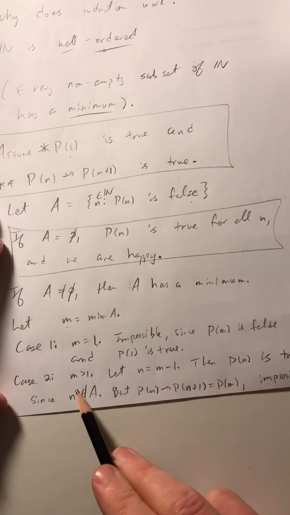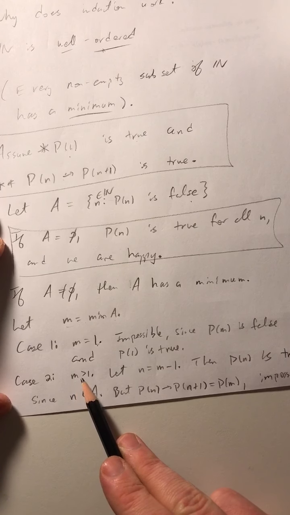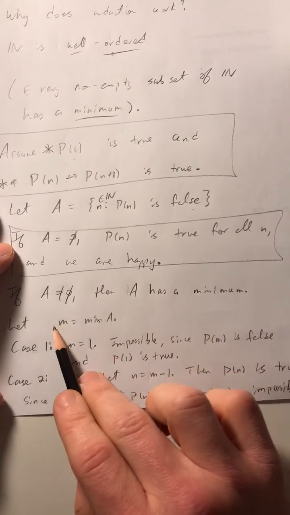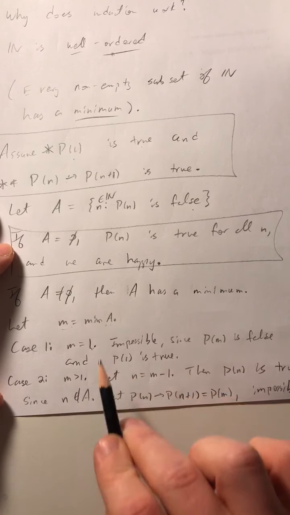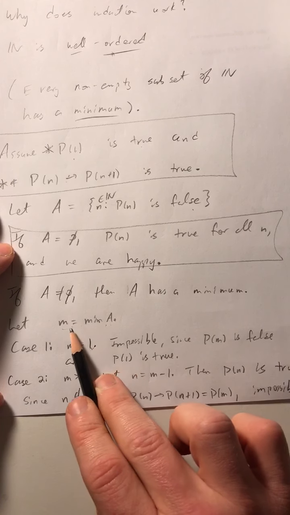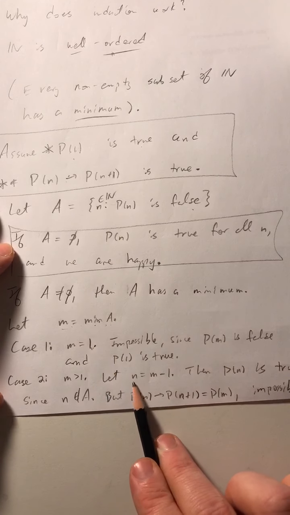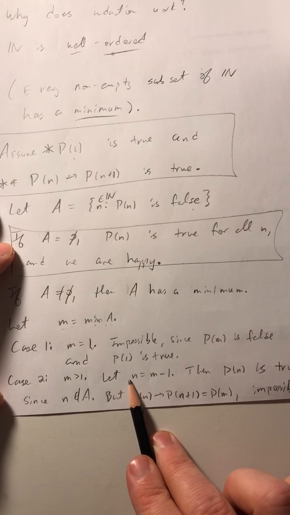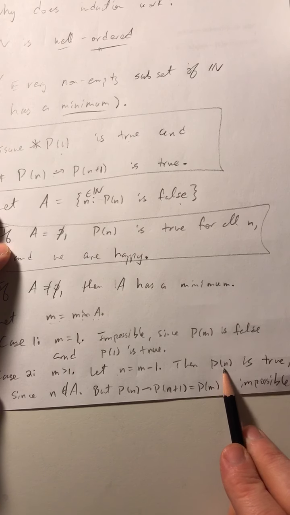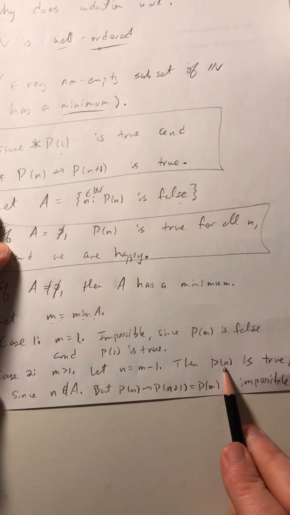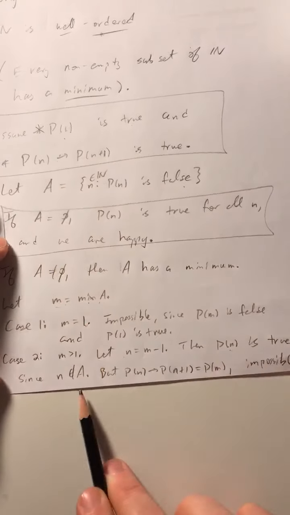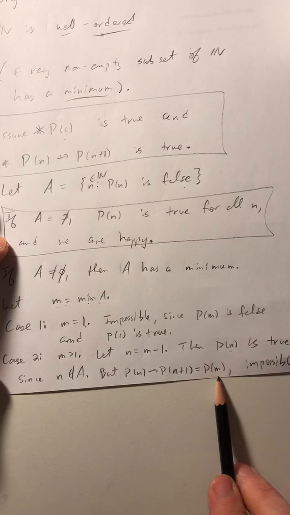Okay. And now I want to look at the other case where M is greater than 1. Then I'll let n be M minus 1. Since M is the minimum of A, and n is smaller than M, n cannot be a member of A. M is the smallest thing in A, and n is smaller than M, so n can't be in A. Okay. So that means P(n) is true, because n is not in A. But up here, double star, we know that if P(n) is true, then P(n+1) is also true. But n+1 is M.